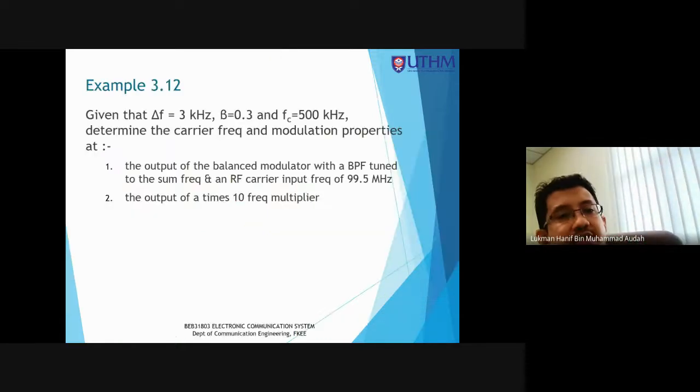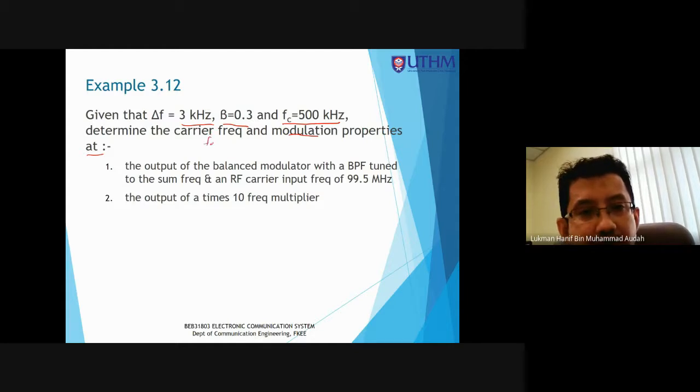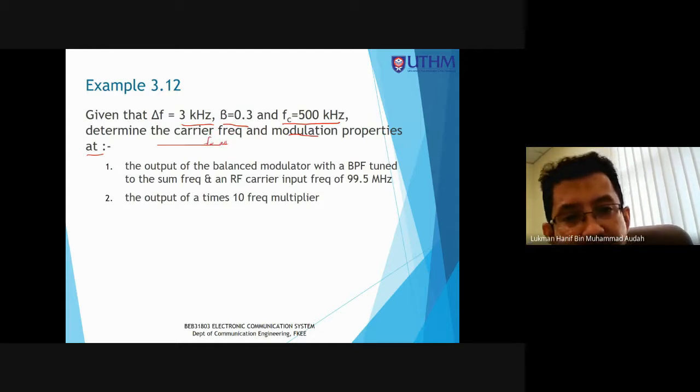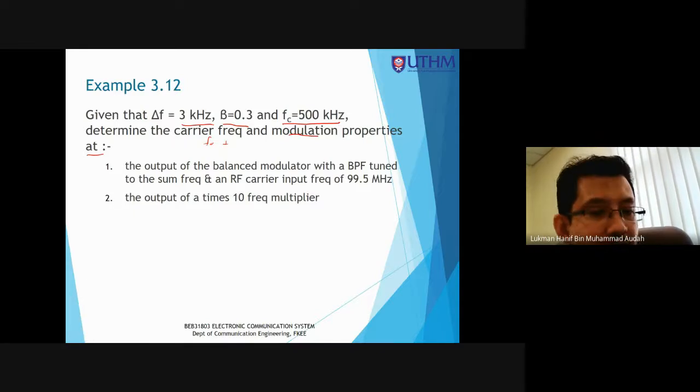Okay, let's look at the example 3.12. Given that delta F is equal to 3 kilohertz, beta is 0.3, FC is equal to 500 kilohertz. Determine the carrier frequency and modulation properties at the output. So maknanya apa? Tentukan FC out. Okay, FC out. And also other modulation properties parameter.